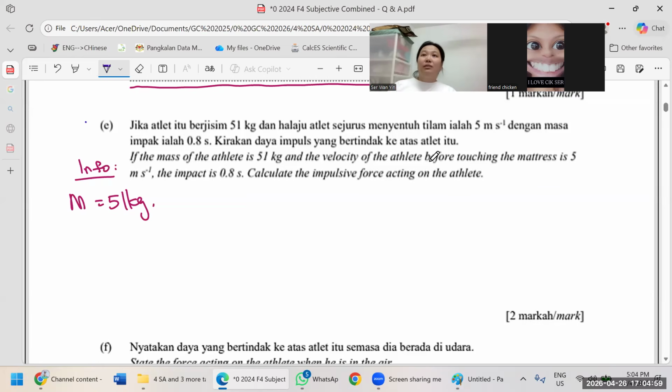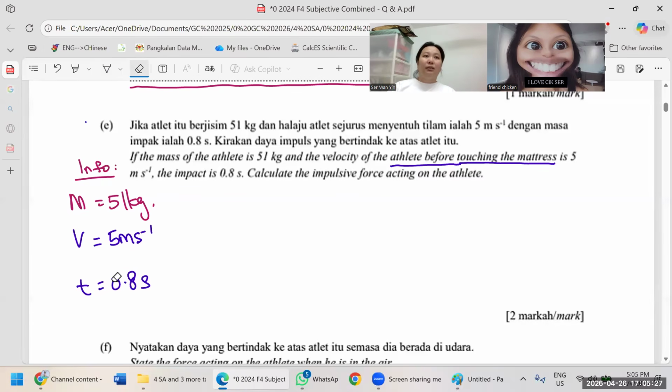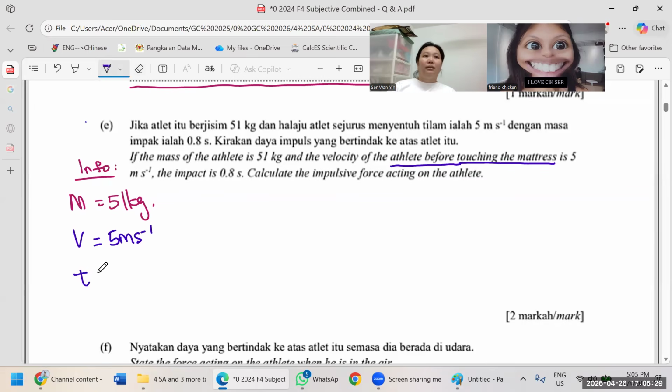Okay, so now the velocity before touching the mattress. Actually, what is it? Before touching is the final velocity. Every time, any sentence that says just before touching, just before reach, it's the final velocity, 5 meters per second. Okay, the impact time is 0.8 seconds. Okay, this one, I will just calculate the impulsive force.